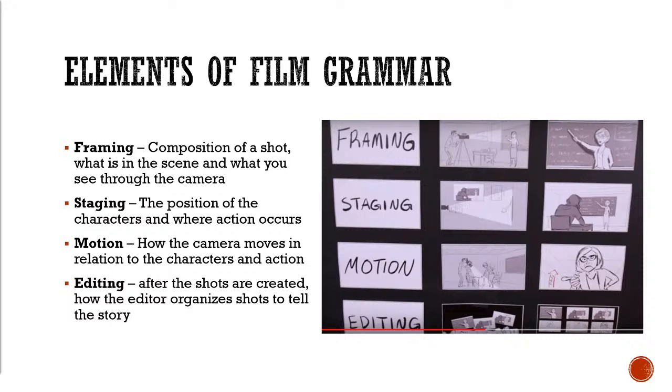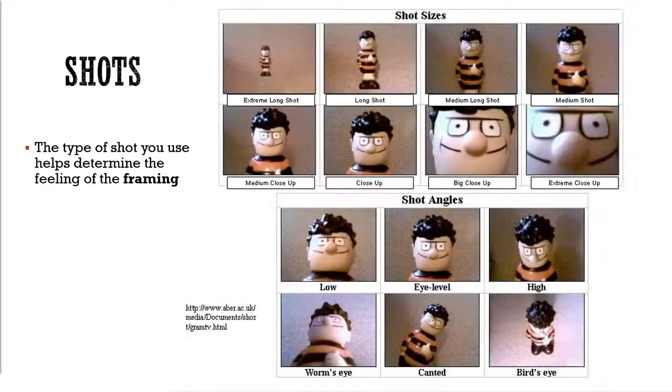These are all things that you may think are out of your control, but they're totally in your control. So, shots: I'm not going to go through them all, but I can describe some pretty quickly. The type of shot you use helps determine the feeling of the framing, from everything like extreme long and long shots, and again, some of this is in your textbook material.